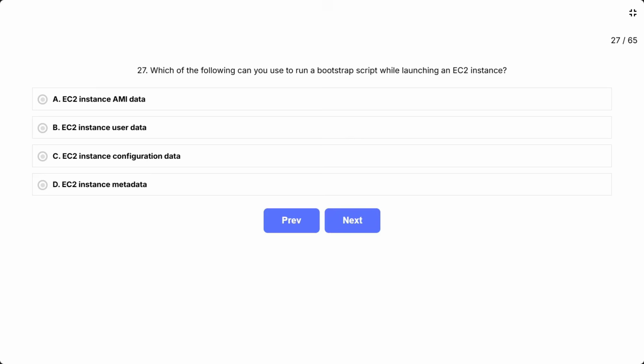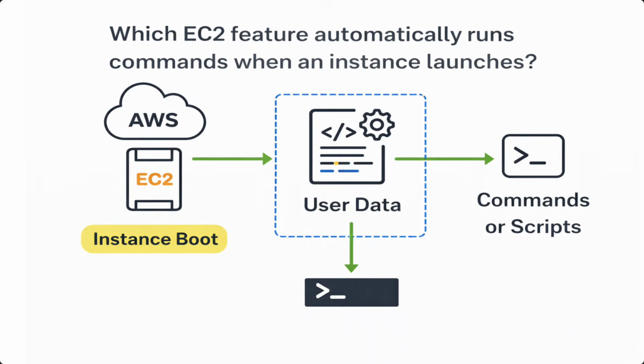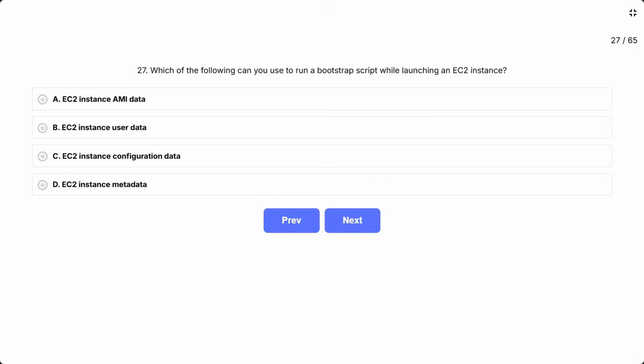D. EC2 instance metadata. This question asks which EC2 feature allows you to automatically run commands or scripts when an instance first launches. Think of it as, how do I install software or configure an EC2 instance automatically at boot time without logging in? The correct answer is B.